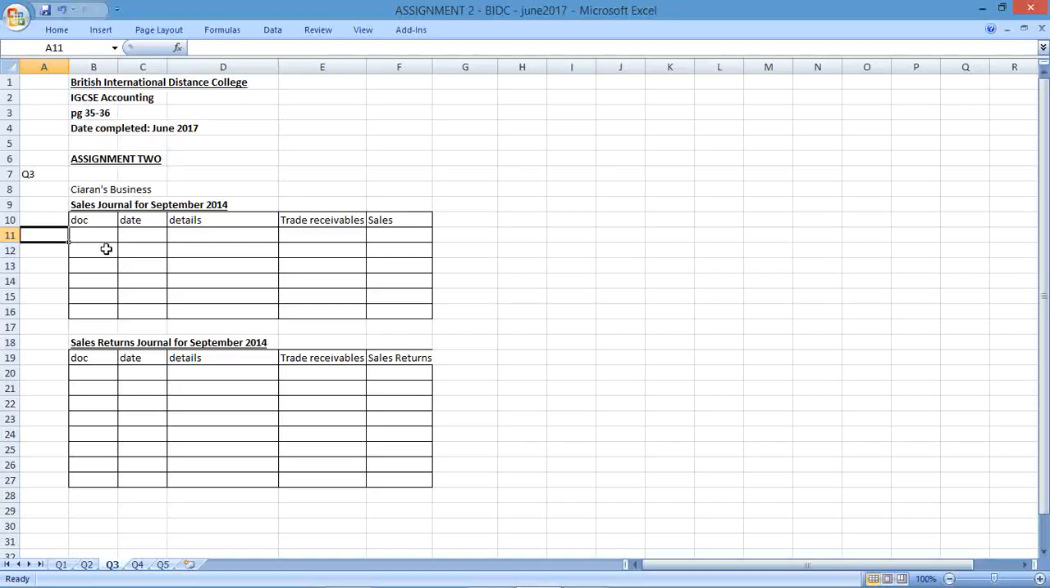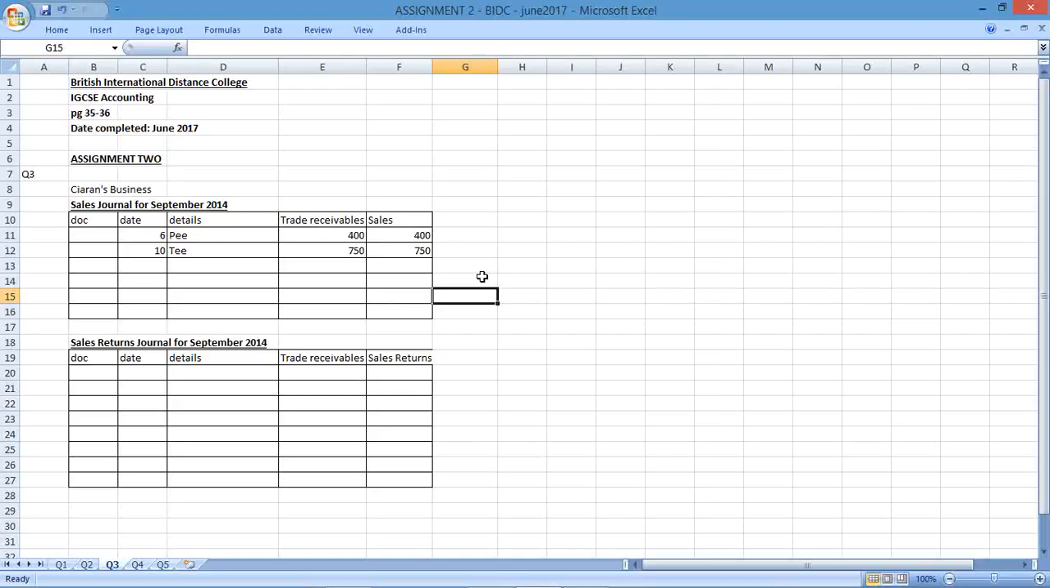On the 6th of September, goods sold, so that's the sales journal. Date, 6th of September. The details, who did we sell to? We sold to customer P. What was the amount? 400. Then on the 10th, more goods sold, and this was to customer T. And the price of the goods sold, it cost the customer 750.